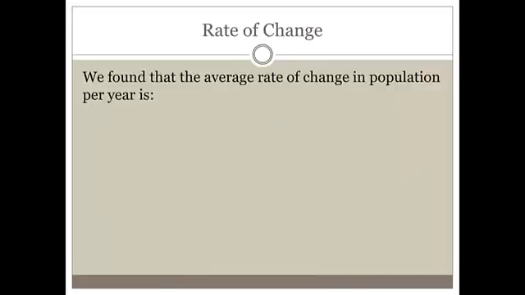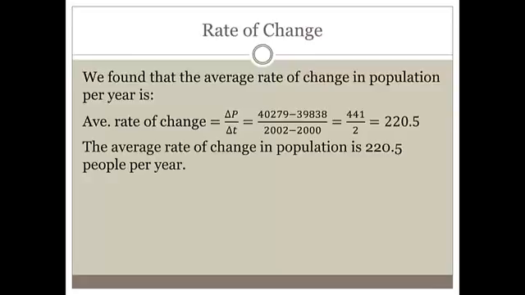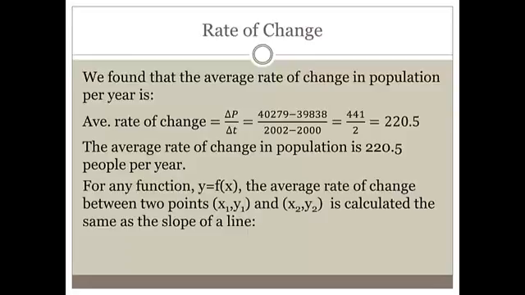What we just found is that the average rate of change in population per year can be calculated as the change in population divided by the change in time, which for this example is 441 divided by 2. So we say the average rate of change in population is 220.5 people per year. For any function y equals f of x, the average rate of change between 2 points x1, y1 and x2, y2 is calculated the same as the slope of a line, which is delta y divided by delta x, or y2 minus y1 divided by x2 minus x1.